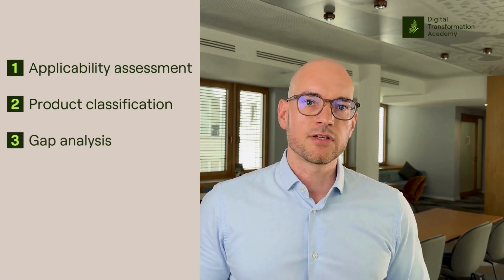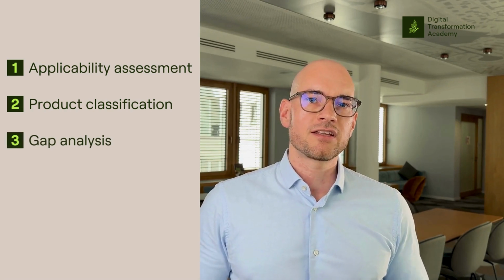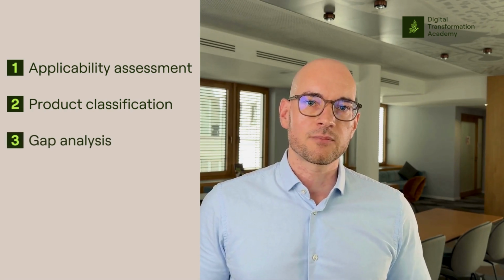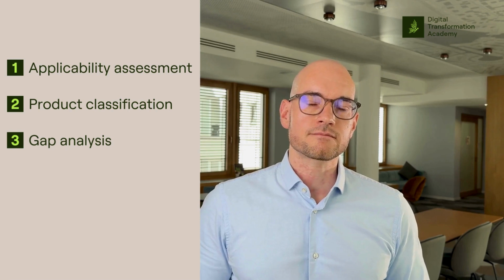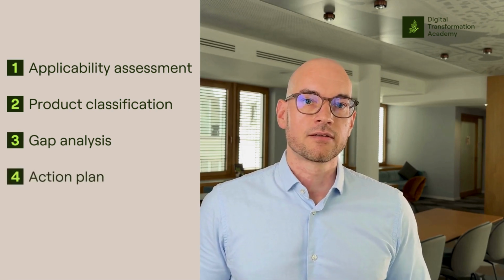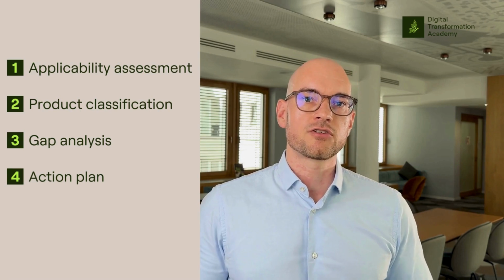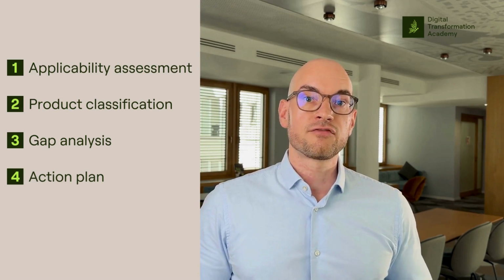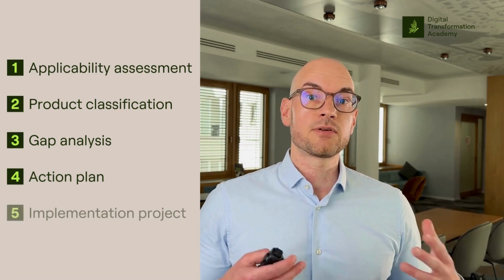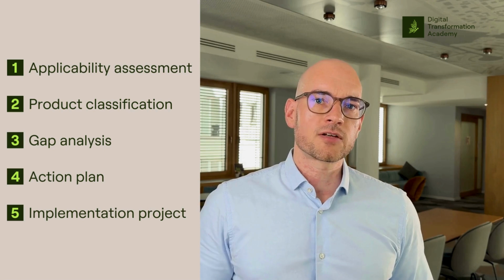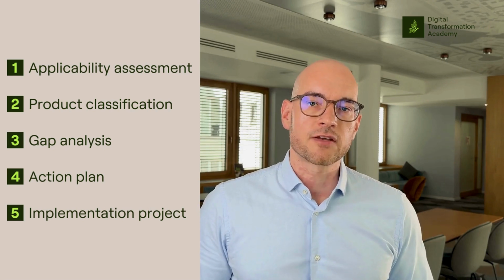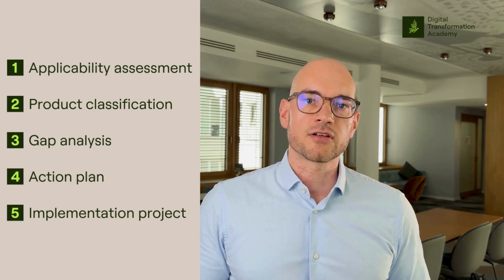Number 3, gap analysis. Perform an assessment of the applicable CRA obligations to identify any existing compliance gaps for the relevant products. Number 4, action plan. Use the gap analysis to identify the specific action items needed to achieve full CRA compliance. Finally, number 5, implementation. Create a project plan for the implementation of compliance measures that address the identified action items.